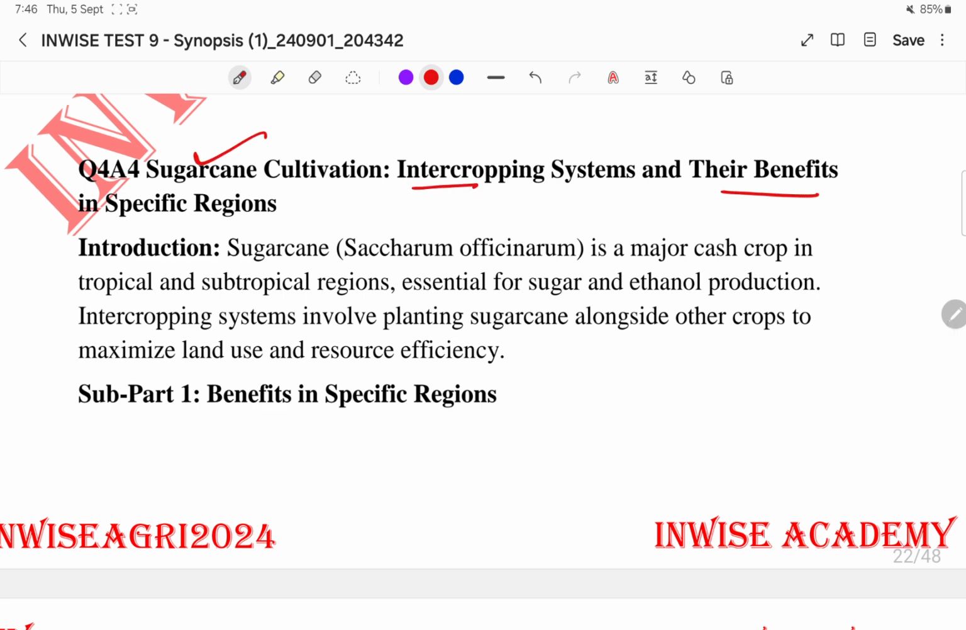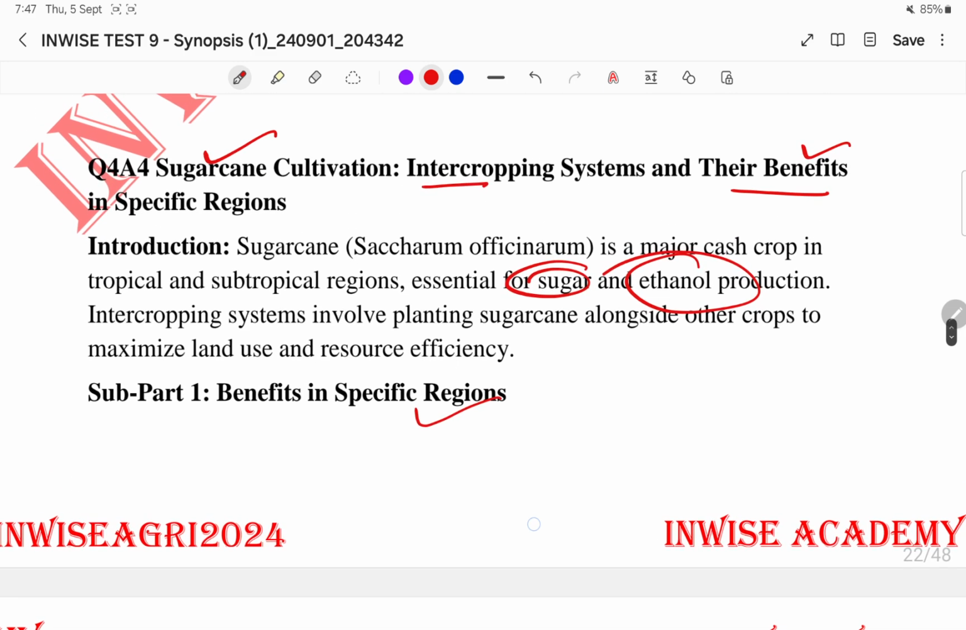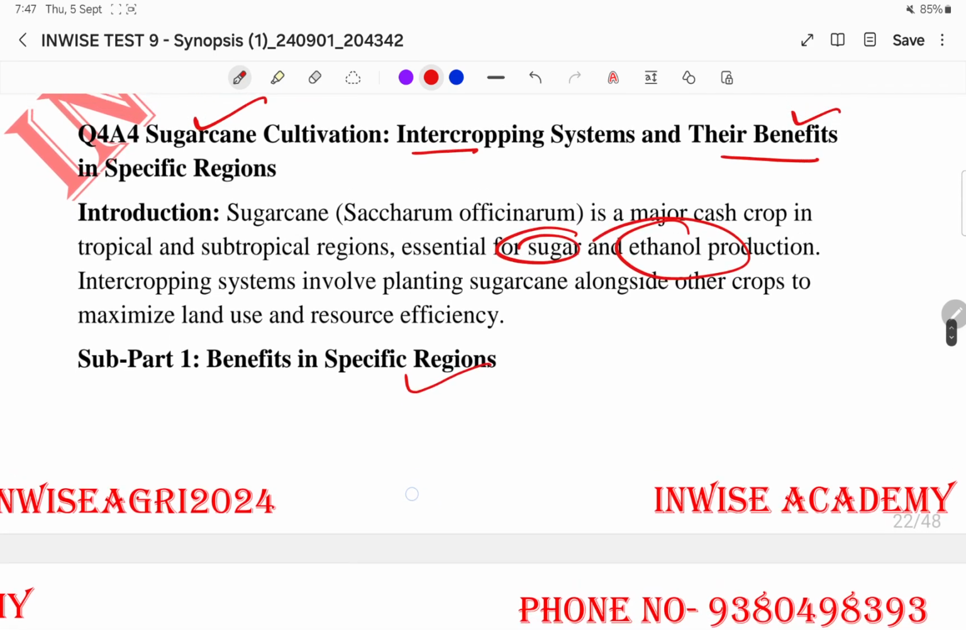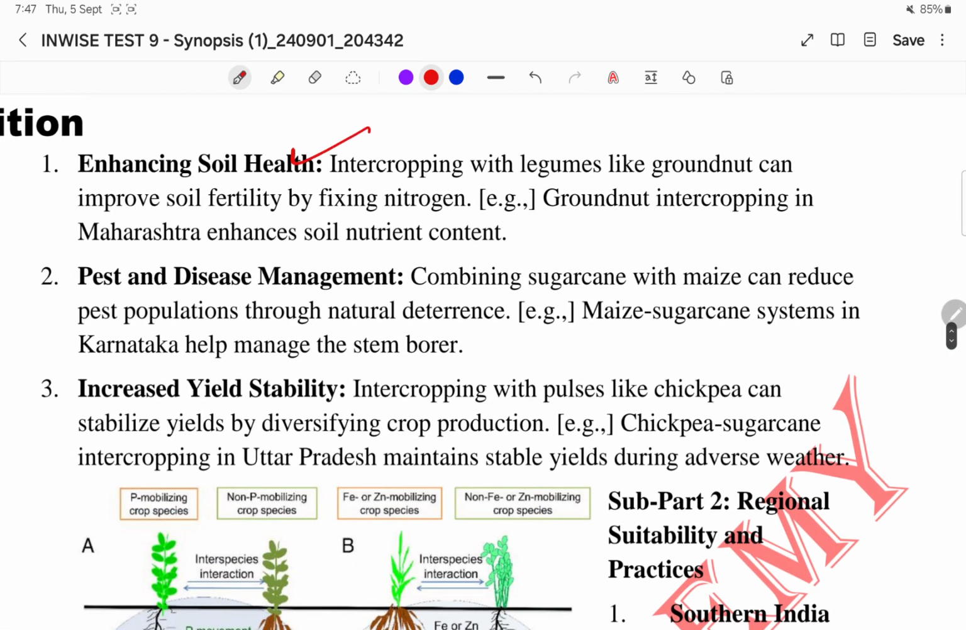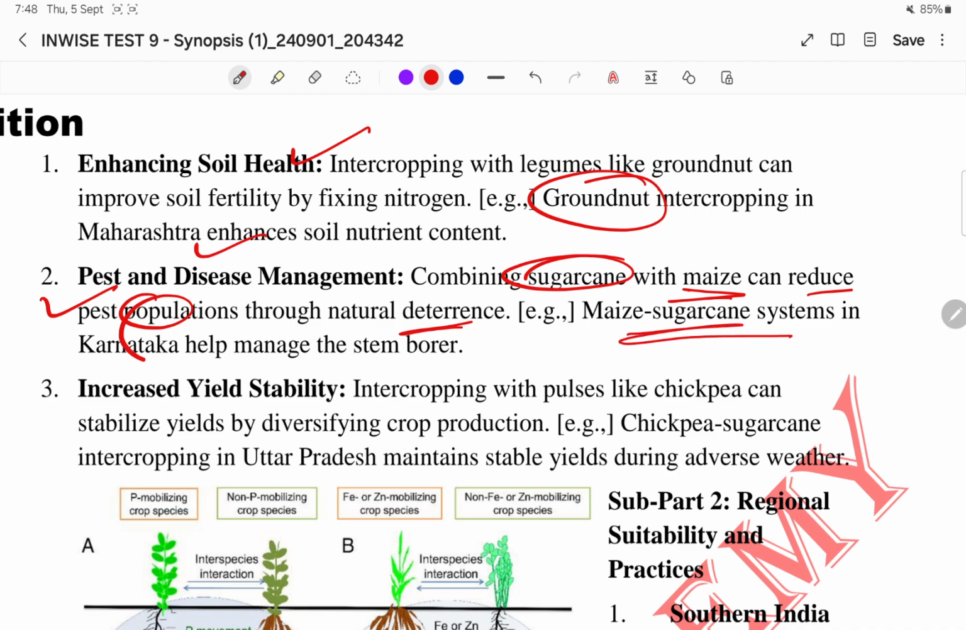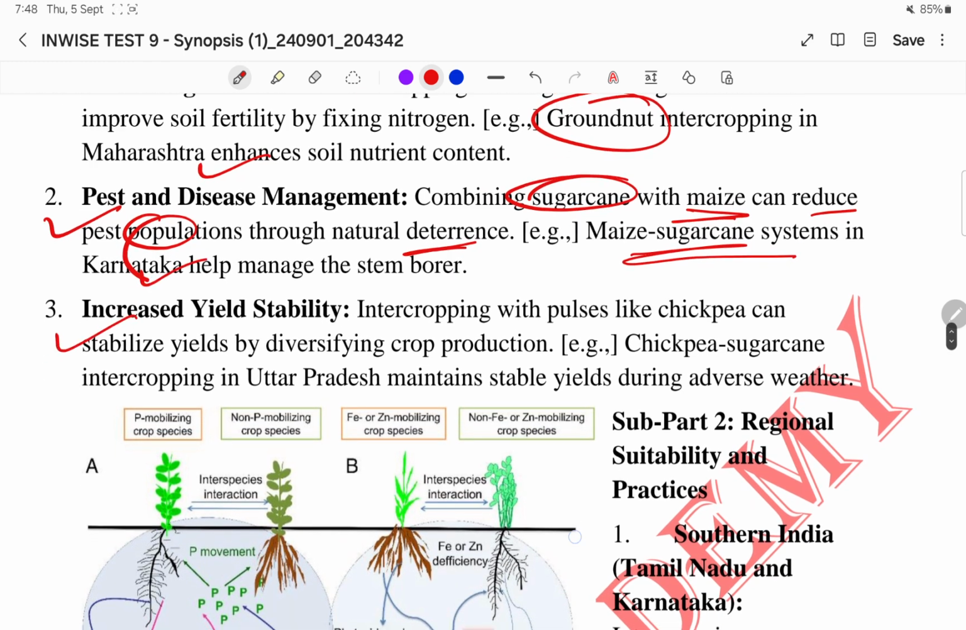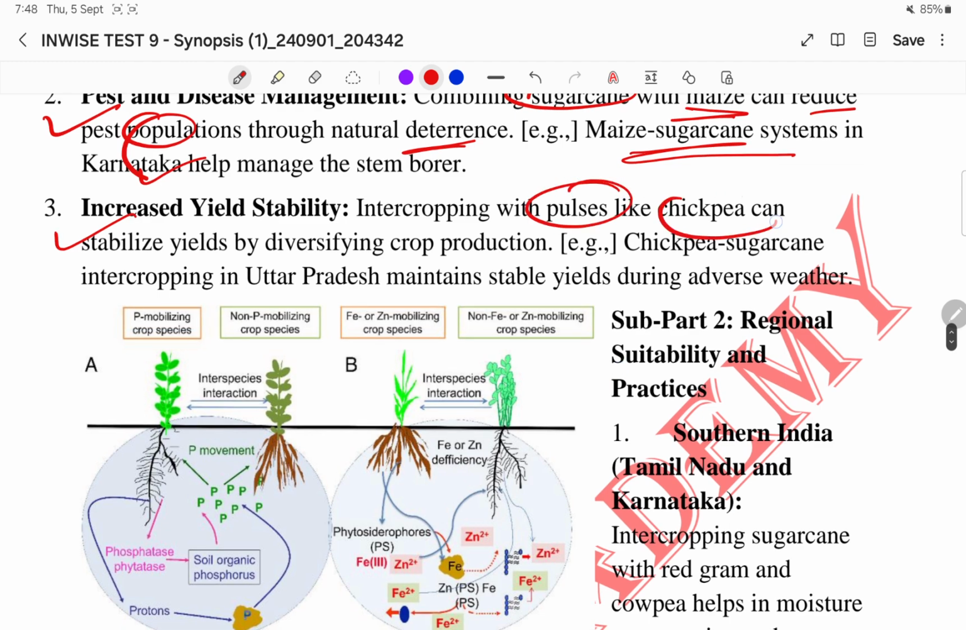Intercropping systems and their benefits. So what are the benefits they're asking, right? Apart from the sugar production, they're also using it for ethanol production, right? Okay. First one is benefits in specific regions of sugarcane cultivation. Like enhancing soil health, right? Groundnut intercropping in Maharashtra, they enhance the soil nutrient content. Then pest and disease management, combining sugarcane with maize, they reduce the pest population through natural deterrence. Example, maize sugarcane system in Karnataka. Then increased yield stability, intercropping with pulses like chickpea, they stabilize the crop by diversifying the crop production.